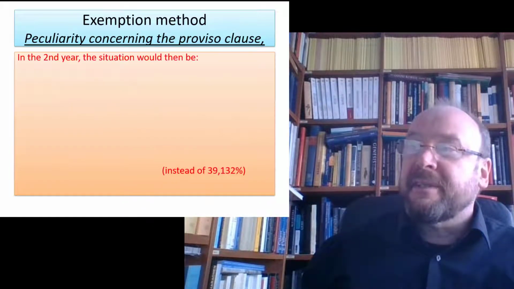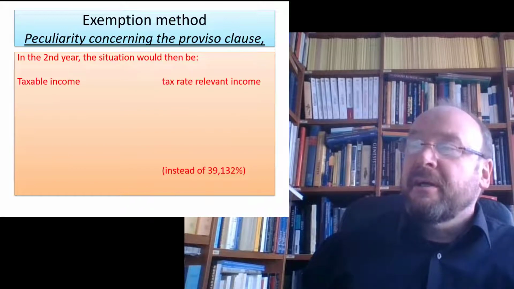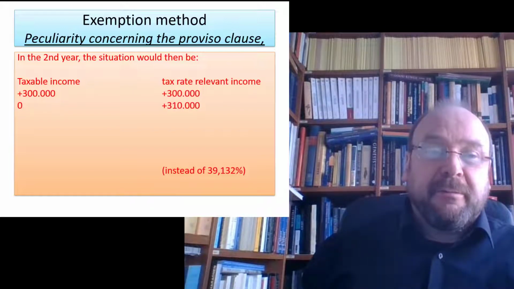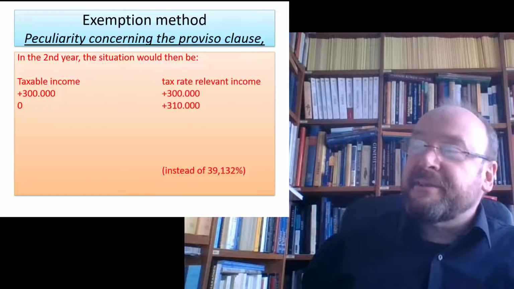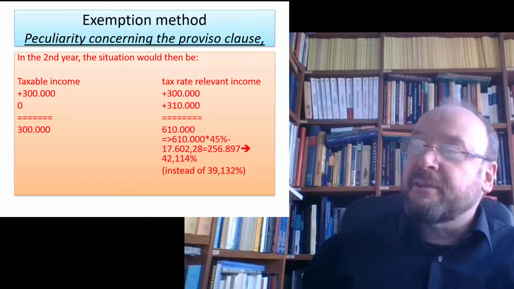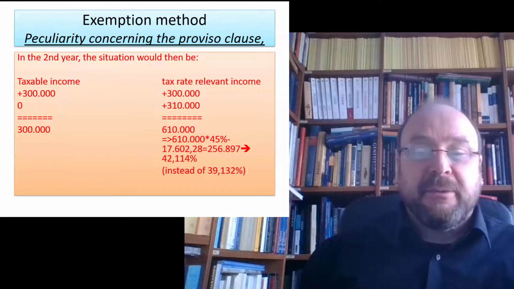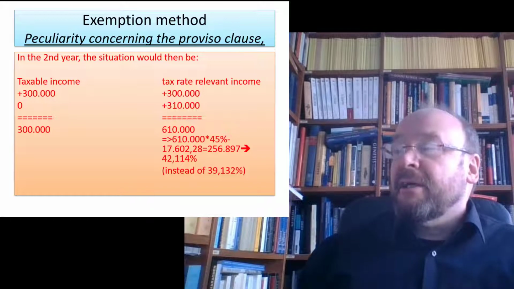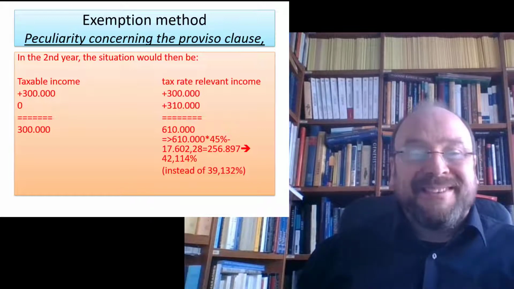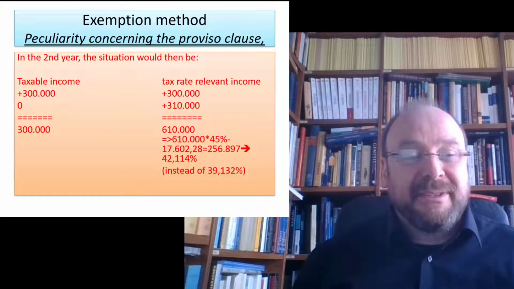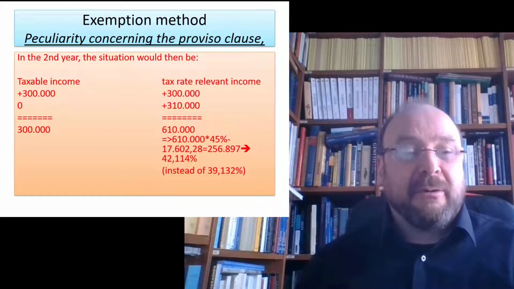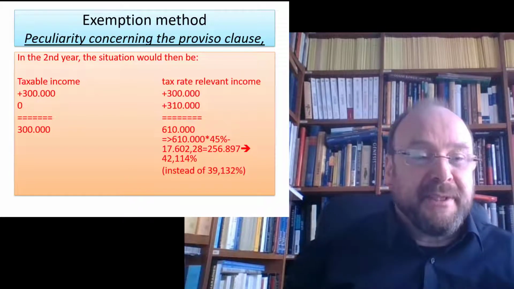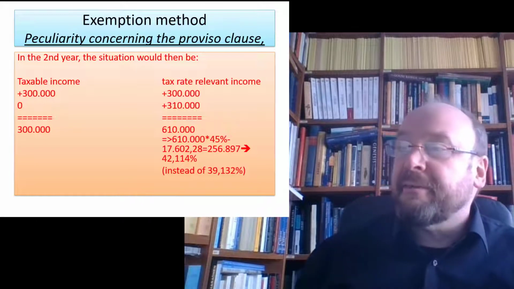So in the second year, the situation would then be taxable income 300,000, 0 from the foreign investment, 310,000 count for the Proviso rule. So we have now 300,000 to be taxed with the rate which is relevant for 610,000. This rate is 42.114%, because the additional 300,000 do not push up your tax rate very strongly because you are already close to the top. So in the second year you pay 42% instead of otherwise only 39.